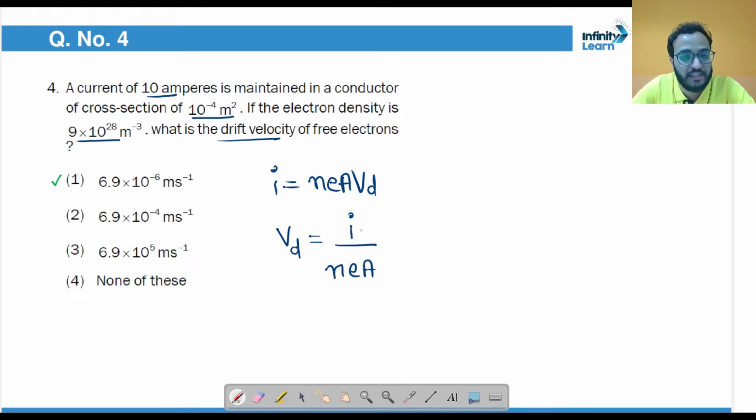What is I? I is current, N is also given, electronic charge we already know, and area of cross section is also given. So all these 4 values are already available in the question. You just have to put them in the proper sequence and then you will get your answer. That is the drift velocity of free electrons. I hope you can do this. I don't need to solve it here, right?